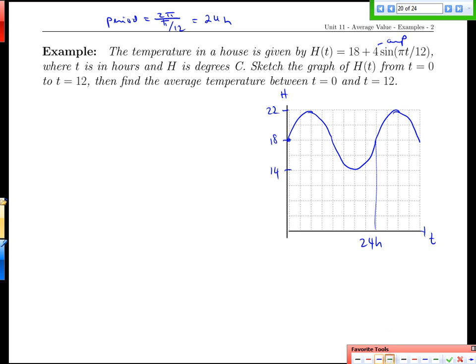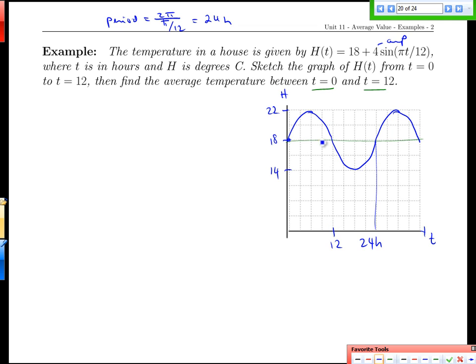Now, if we were asked the question, what's the average temperature over one cycle? Well, based on both our intuition and the analysis we just did, the area above the line y equals 18, or h equals 18, would balance off with the area below. And so 18 would be our average temperature on that 24-hour cycle. However, we're asked for the average on the first 12 hours, which only gets us to here.